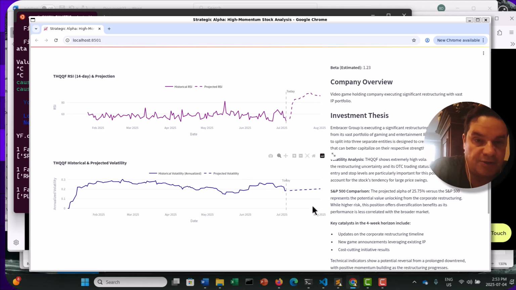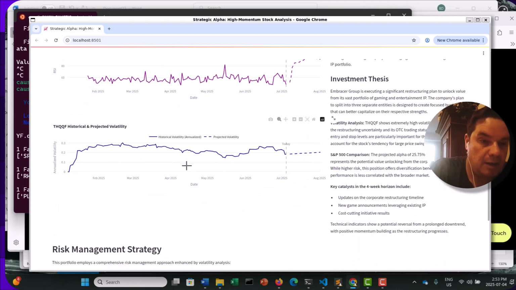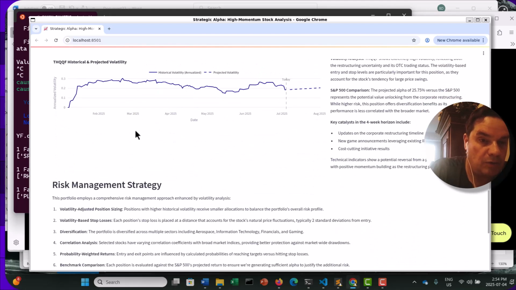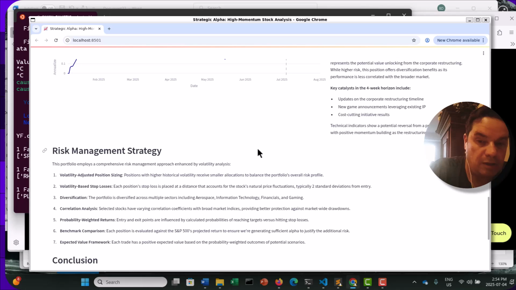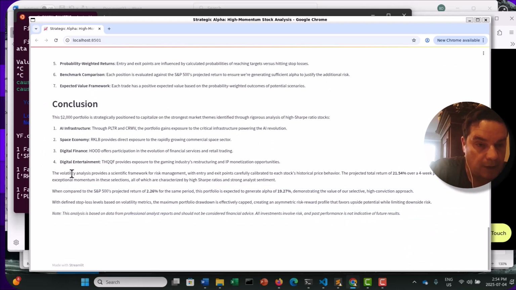I don't know. And the 14-day projection could go flat. Historical with the projected, really good. Anyways, we'll leave it at that. And here's some more stuff here.